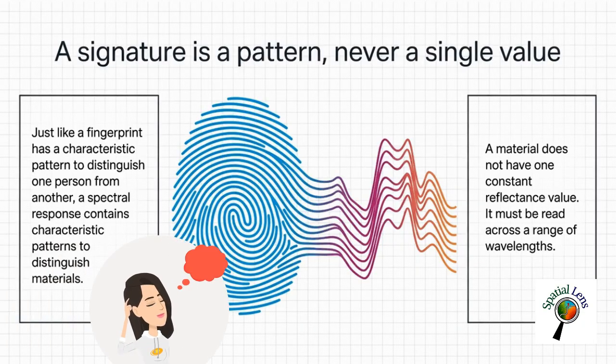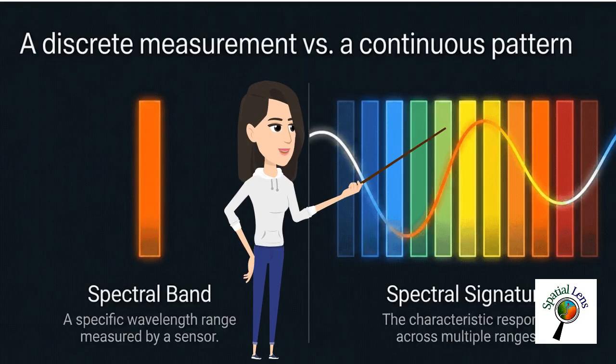But remember, a spectral signature is not a single value. It is a pattern across a range of wavelengths. A single spectral band gives us information from one portion of the spectrum, while a spectral signature describes how the material behaves across multiple wavelengths. Different materials can produce very different spectral response curves.